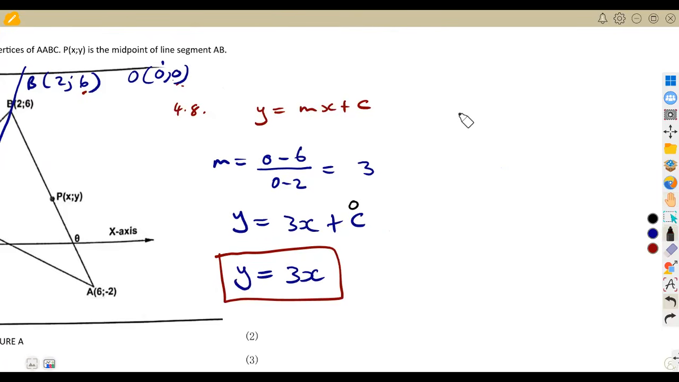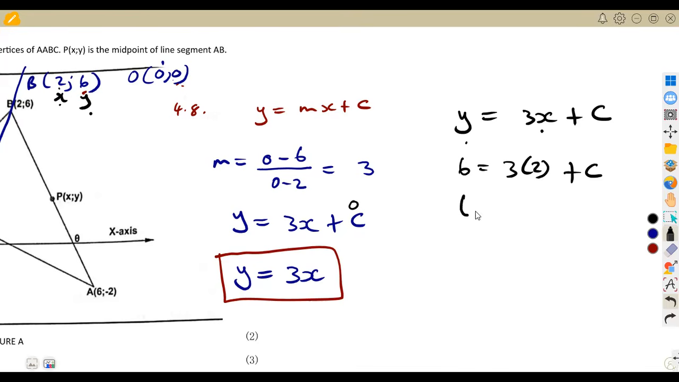You want to substitute the point B on y = 3x + c, and you've got the point B, x and y, x being 2, y being 6. So 6 = 3 times x, whereby x is 2, plus c. 6 = 2 times 3, which is 6, plus c. Transpose this to the other side. 6 minus 6 is equal to c. So that's 0 = c.